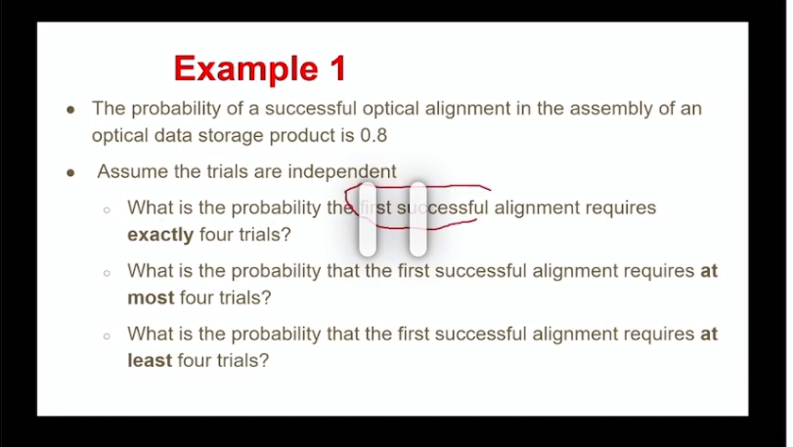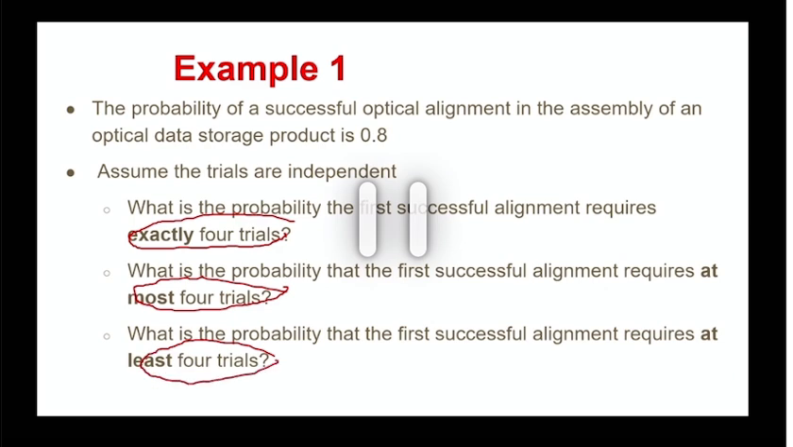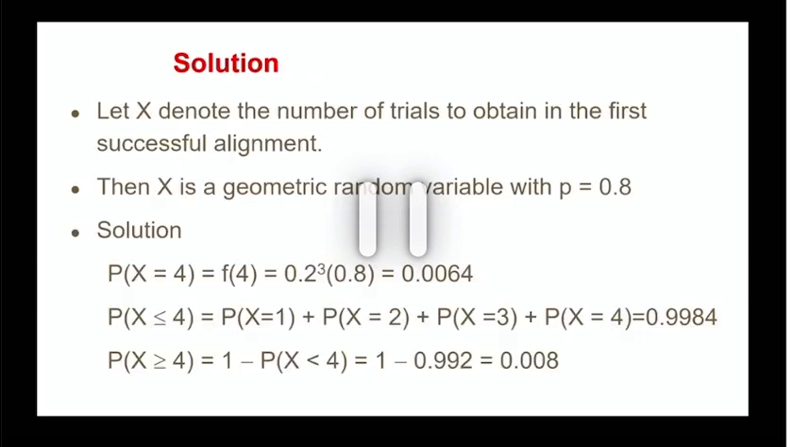The second one asks, what is the probability that the first successful alignment requires at most 4 trials? The third asks, what is the probability that the first successful alignment requires at least 4 trials? What is on display here is the difference between exactly 4, at most 4, and at least 4. That is what we want to test. Now take a look at this. What is the formula here? Here you're actually writing the formula.